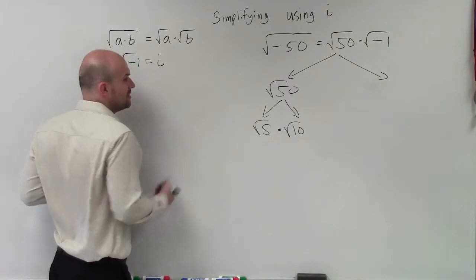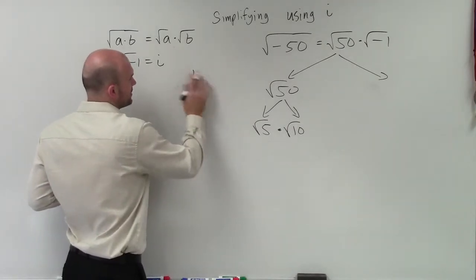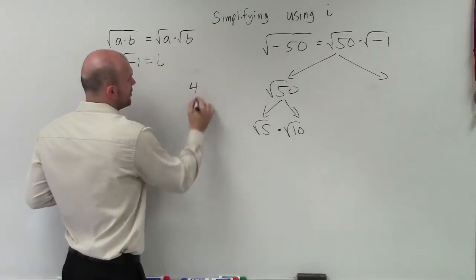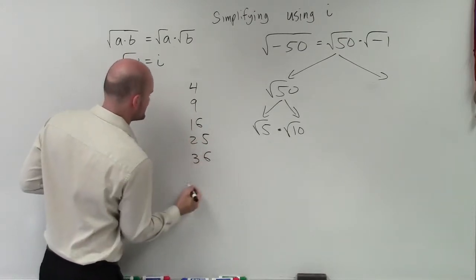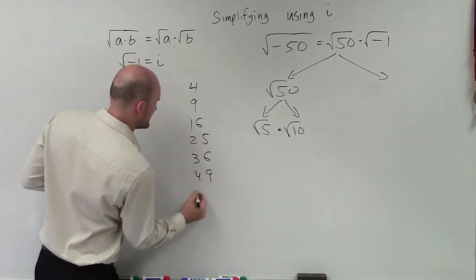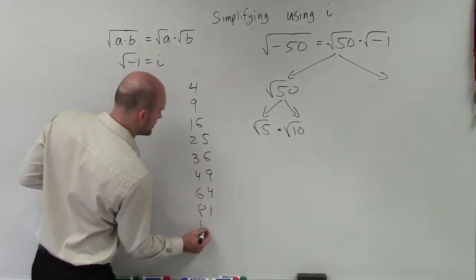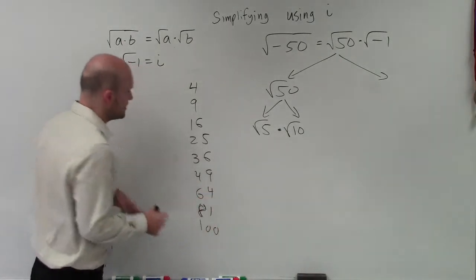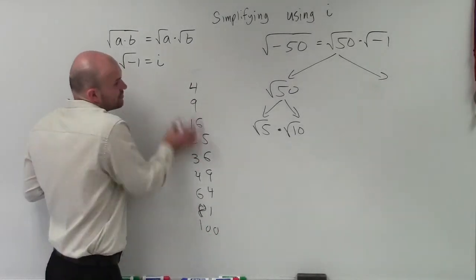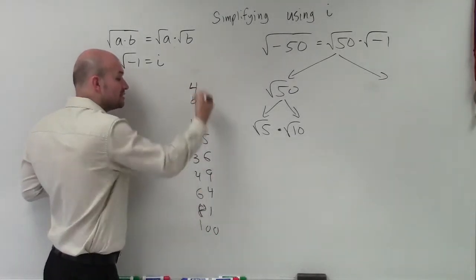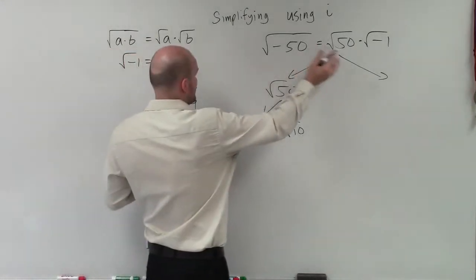And I'll just go through the first couple square numbers for you. 1 is not going to matter. 4, 9, 16, 25, 36, 49, 64, 81, 100. All right. So when I give you a number and I say simplify the radical, we got to make sure we pick one of these values, and the largest of these values, to divide into 50.